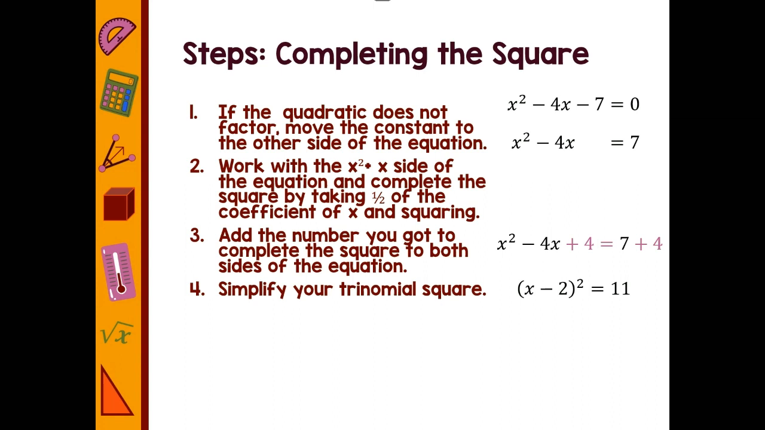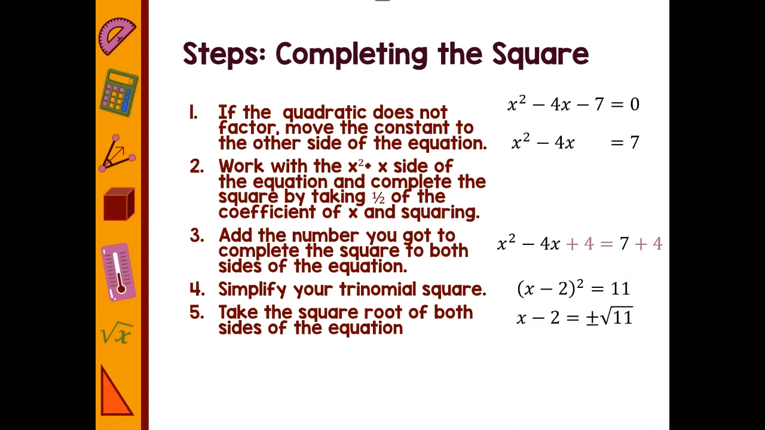Now, to get rid of our squared unit, we could take the square root of each side. If I take the square root of the left side, x minus 2 squared, I get x minus 2. And then when I take the square root on the right side, I'm going to get plus or minus the square root of 11. Then my last step to actually solve the equation would be to solve for x.